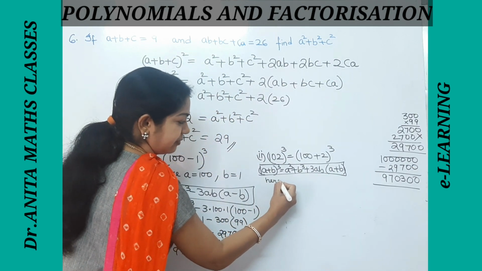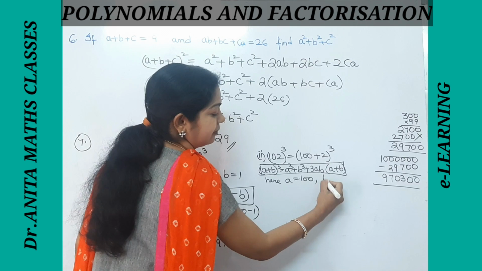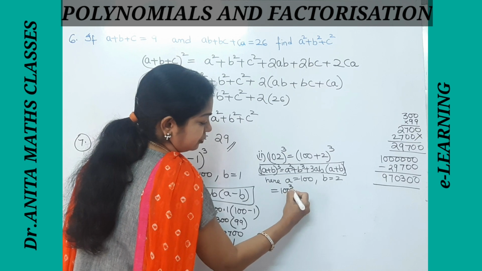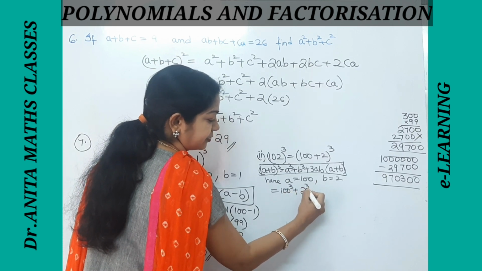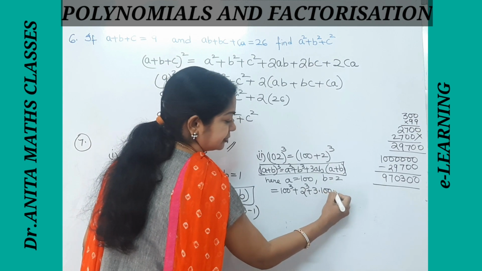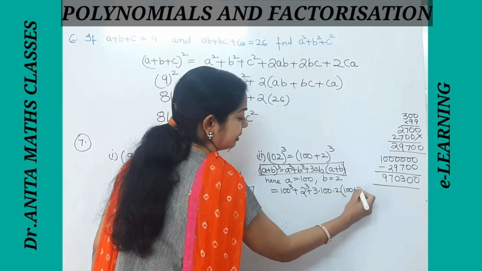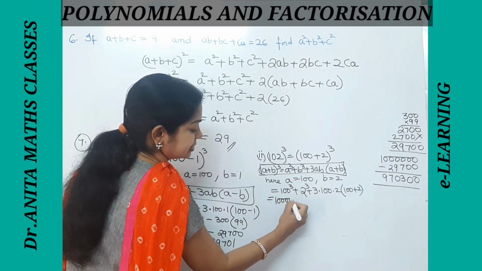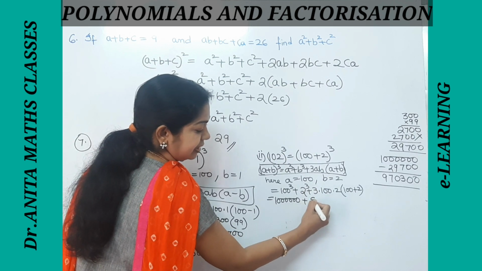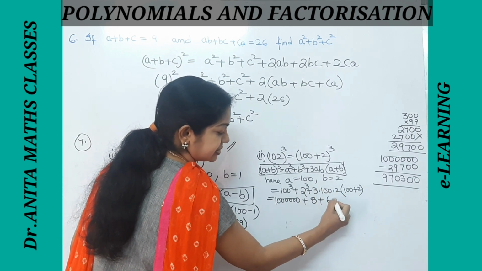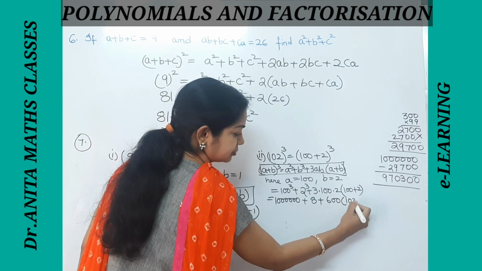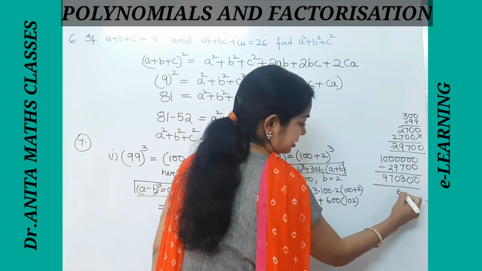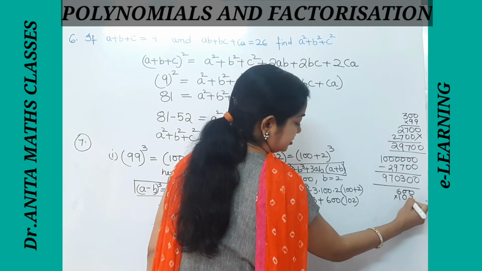So here we have a value as 100 and b value as 2. So I'll substitute. So a cube, 100 cube, plus b cube, 2 cube, plus 3 into 100 into 2, and 100 plus 2, a plus b. Right. Now the 100 cube, the same thing, 1 followed by 6 zeros. Here you have 2 cube is 8, plus 3 times 2 is 6, 600, into 102. So what we have to do? Do this multiplication and add with this. Let us do that. 600 multiplied by 102.